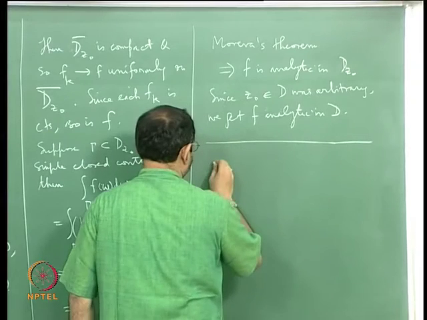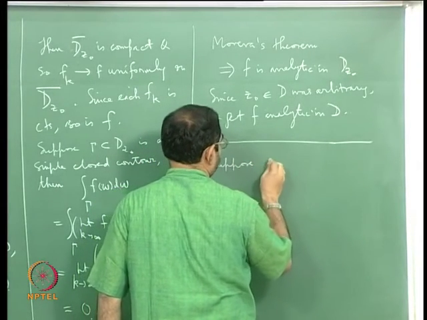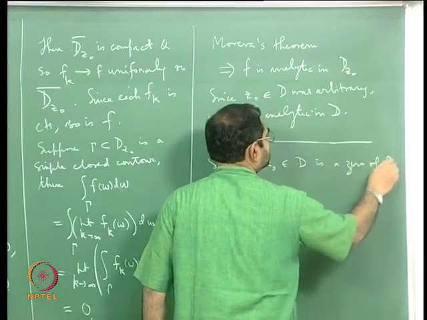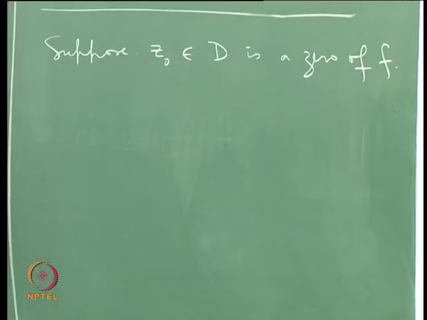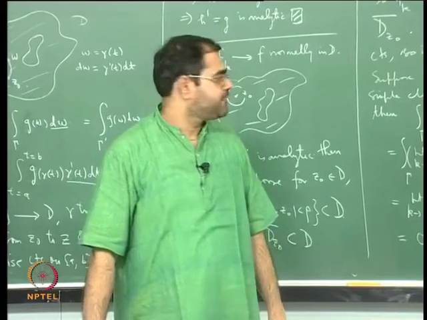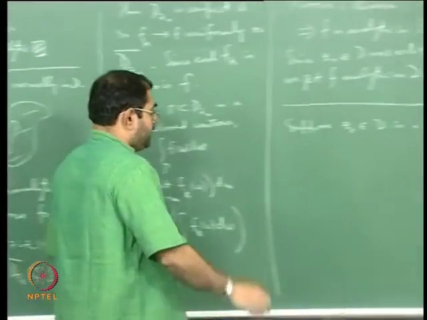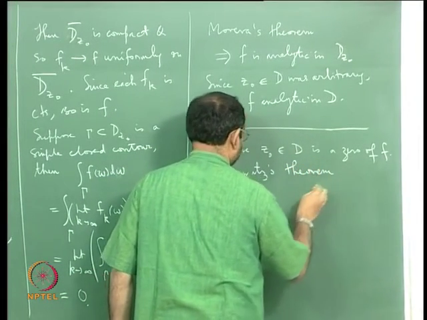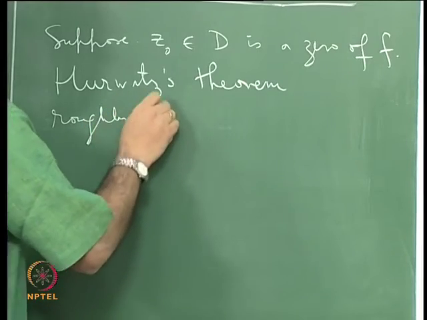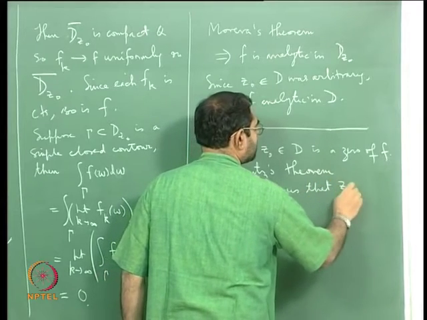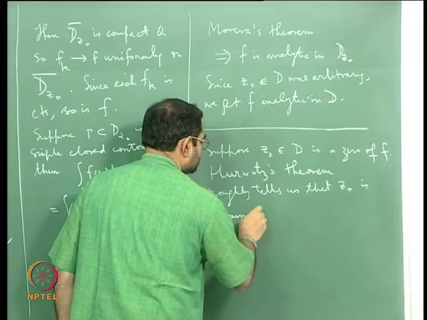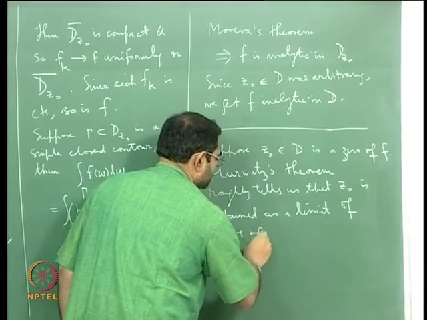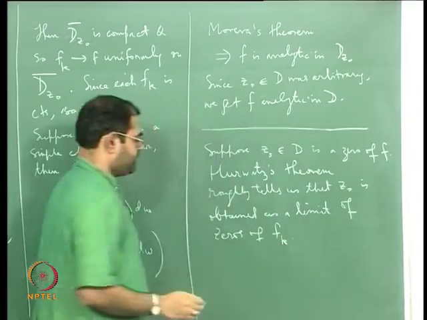Let me write that down. Suppose z0 belonging to D is a zero of f, where f is the normal limit of these analytic functions f_k. Suppose z0 is a zero of f. Hurwitz's theorem roughly tells us that z0 is obtained as a limit of zeros of f_k for k large.